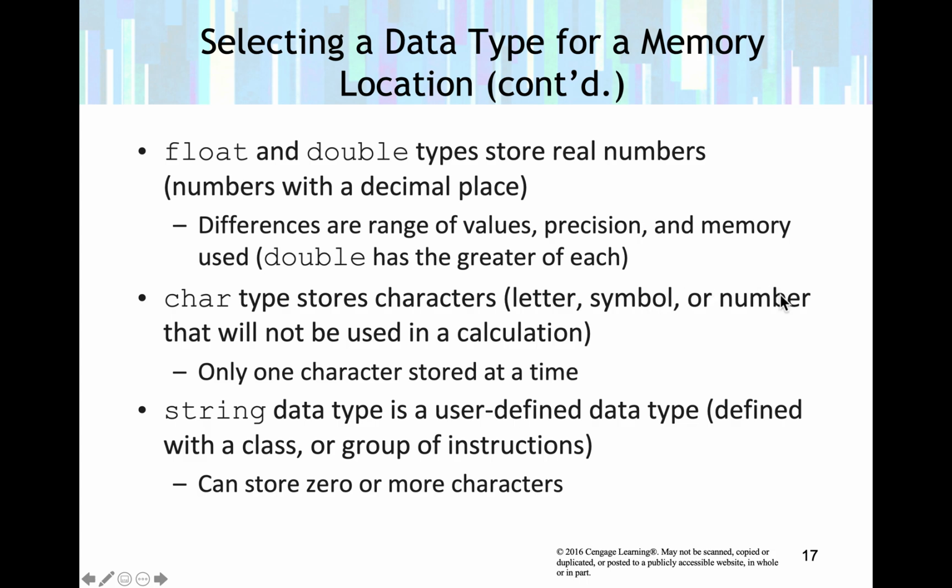So a number, like the number 2, if you define it as an integer, then you can use it to add and do mathematical equations. But if you define the number 2 as a character, then all you can do is print it out, display it, add it to strings, but you cannot use it in mathematical equations. And then you have strings as a data type. It can store 0 or more characters.